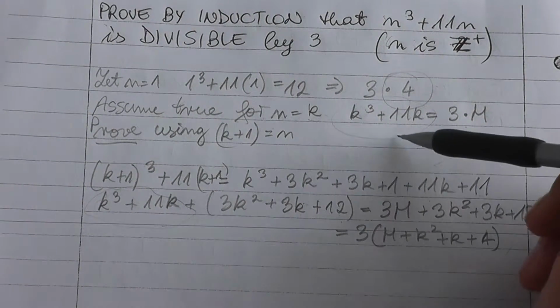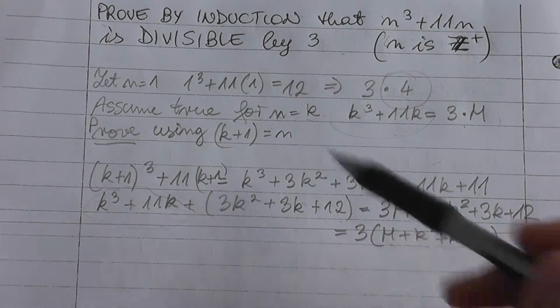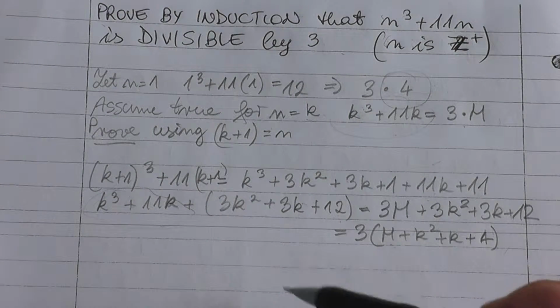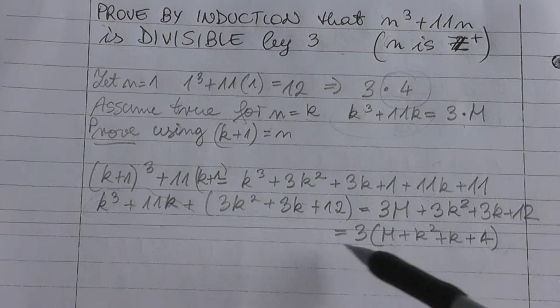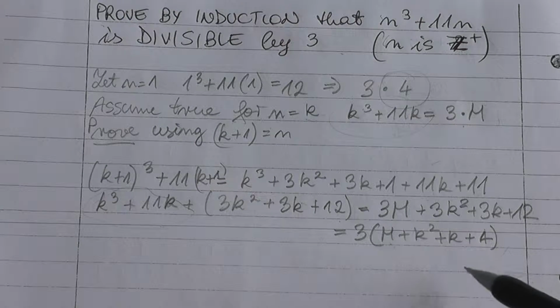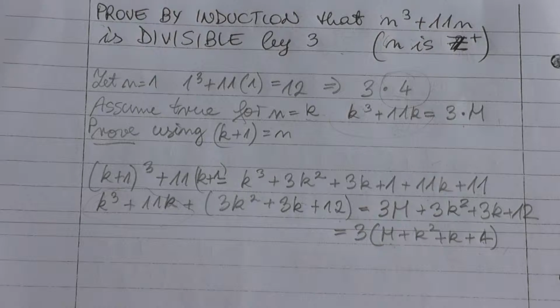We had to prove that this is divisible by 3. And when n is equal to k plus 1, which is just any positive integer out there, it will give us 3 times something. Now we don't care what the something is, as long as we can factor a 3 out of it, which tells us that it is divisible.